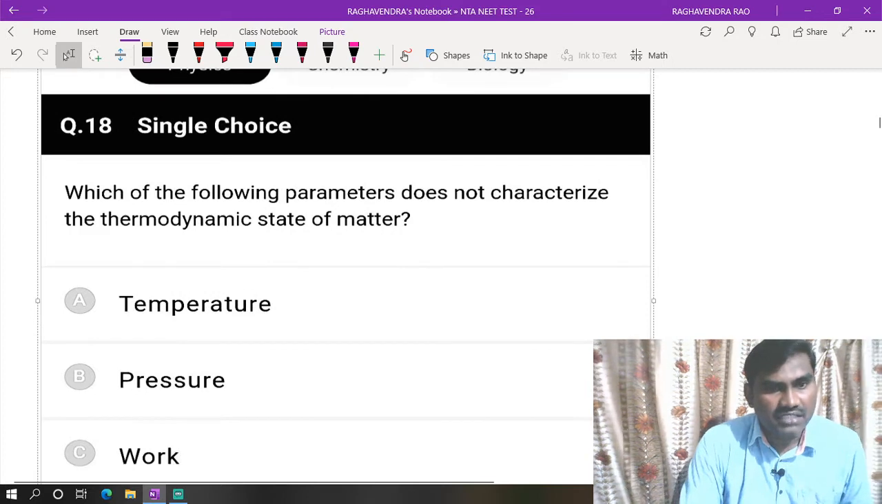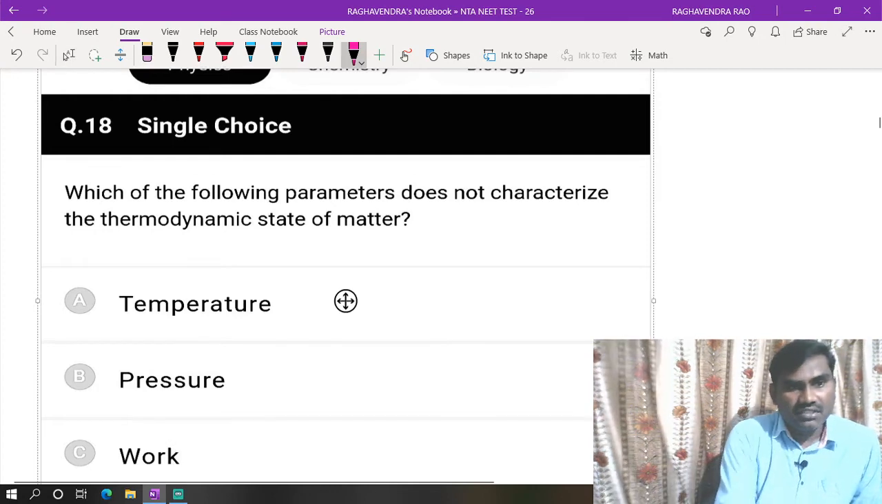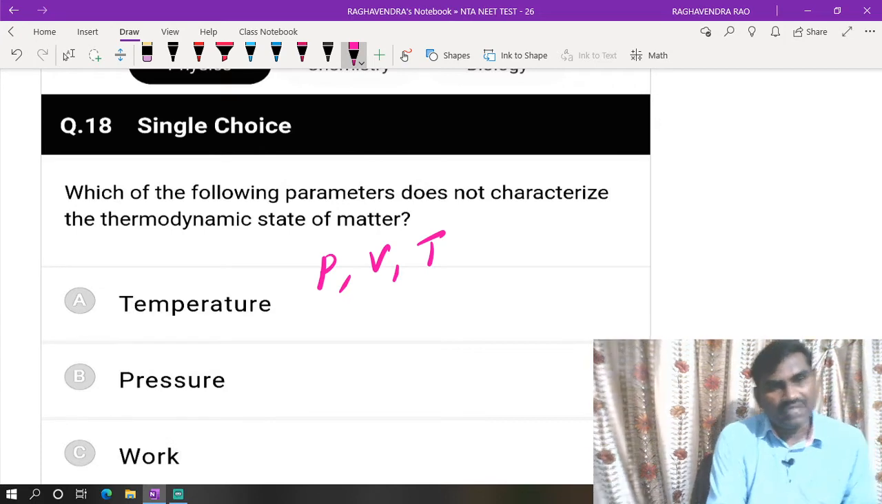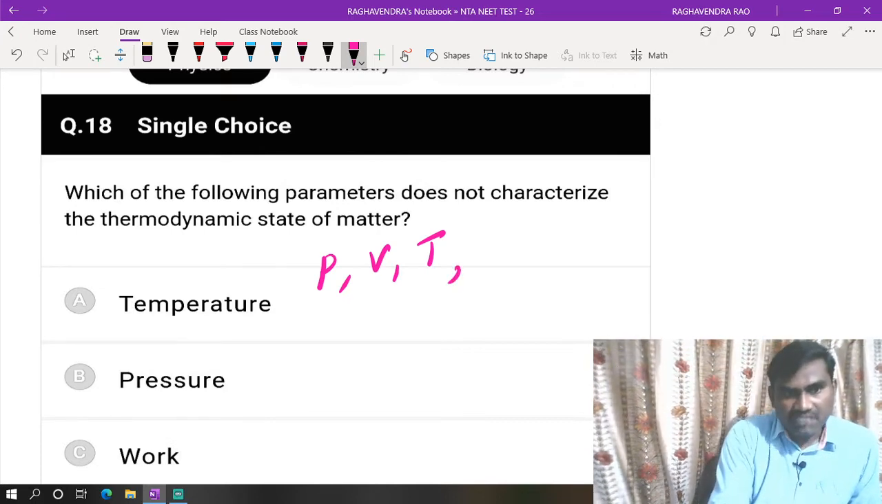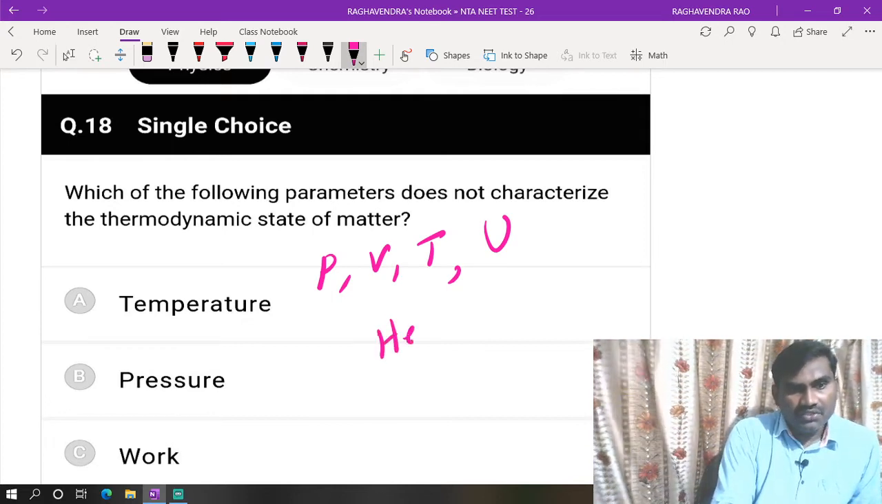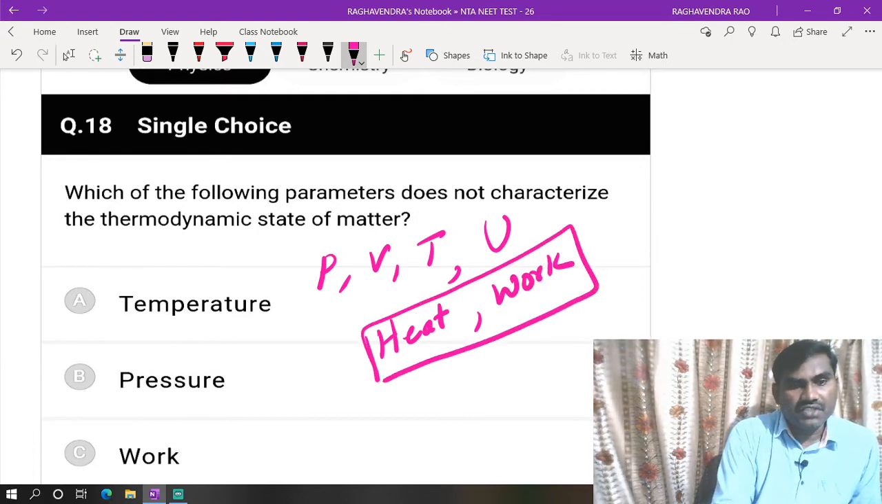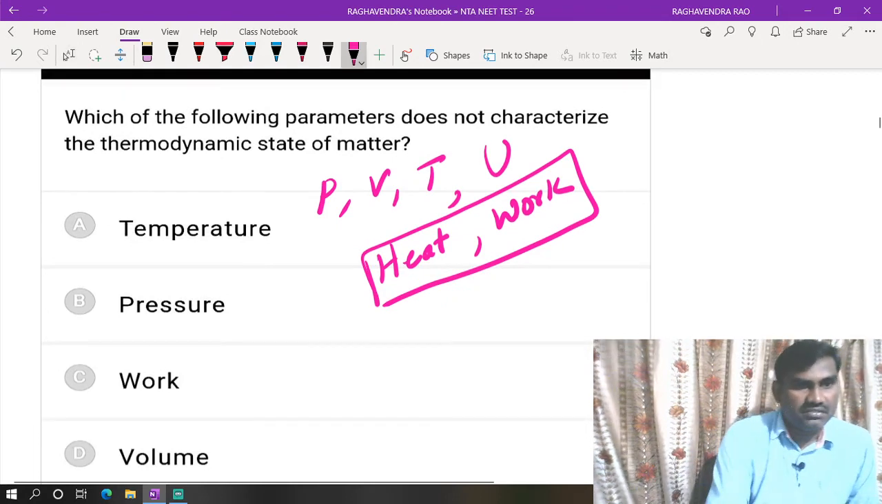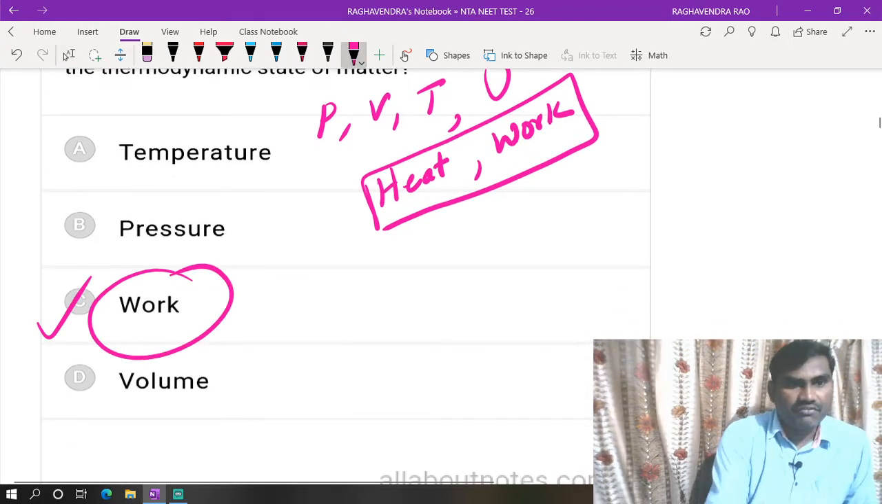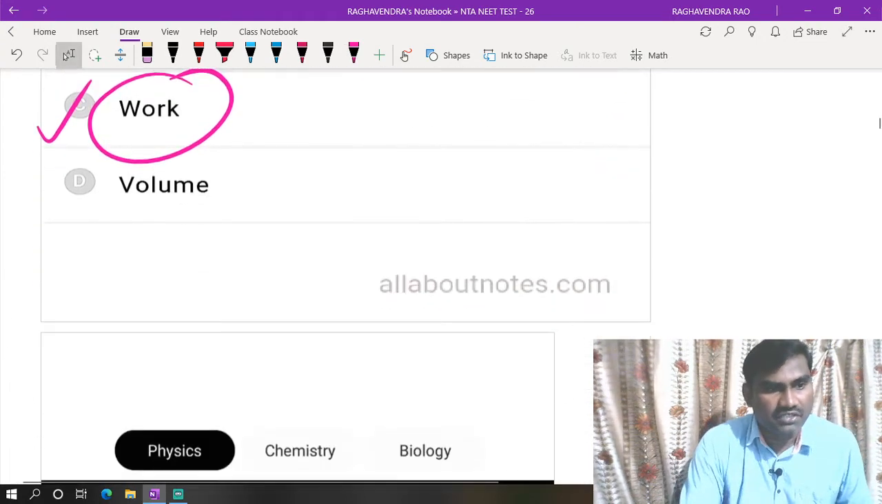Which of the following parameters does not characterize the thermodynamic state of matter? So many times we discussed pressure, volume, temperature. These are the fundamental thermodynamic state variables. Along with this, internal energy is also a thermodynamic state variable. So heat and work, these two are not thermodynamic state variables. Temperature is a thermodynamic state variable, pressure is also a thermodynamic variable. So work is not a thermodynamic state variable. So if heat is also there, we need to go with heat also.